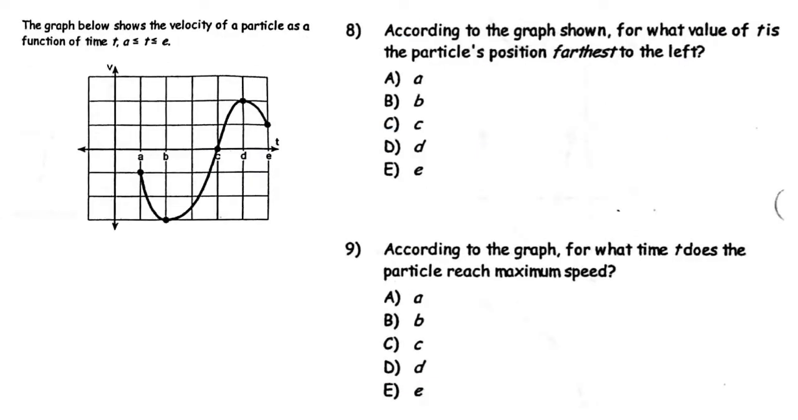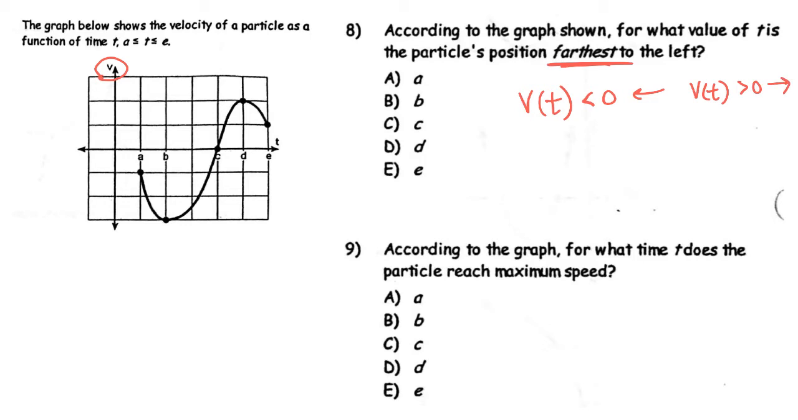Okay, for this problem we're asked about when is the particle's position farthest to the left. Keep in mind you're given a velocity function. So how do I know the particle's moving left with velocity? Well, I know that if velocity is less than 0, the particle is moving left. If velocity is greater than 0, then we're moving right.